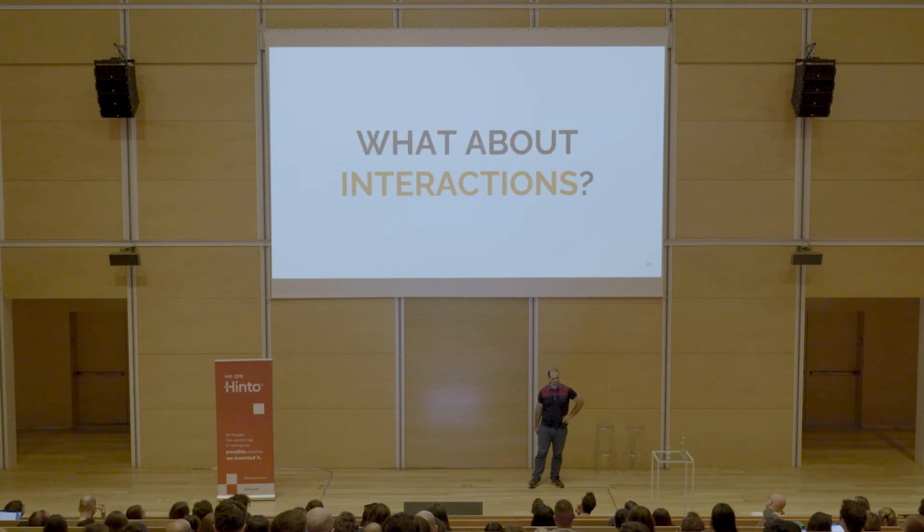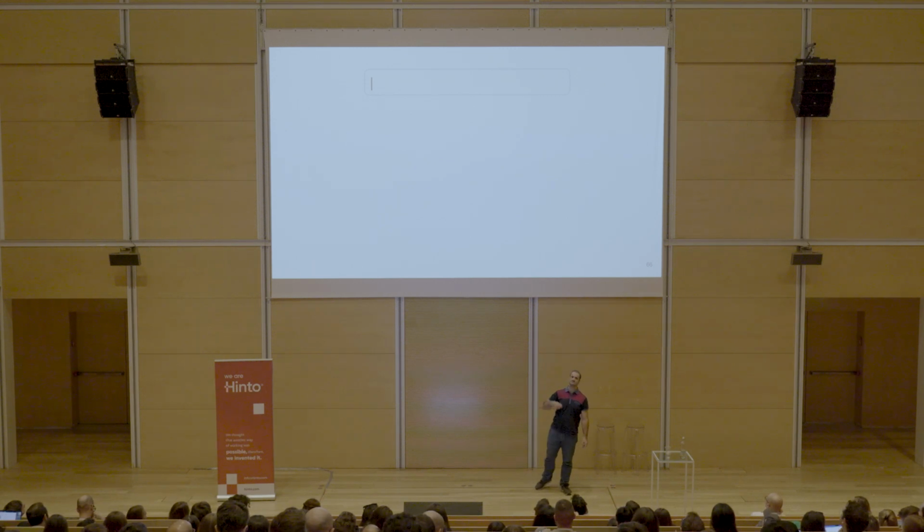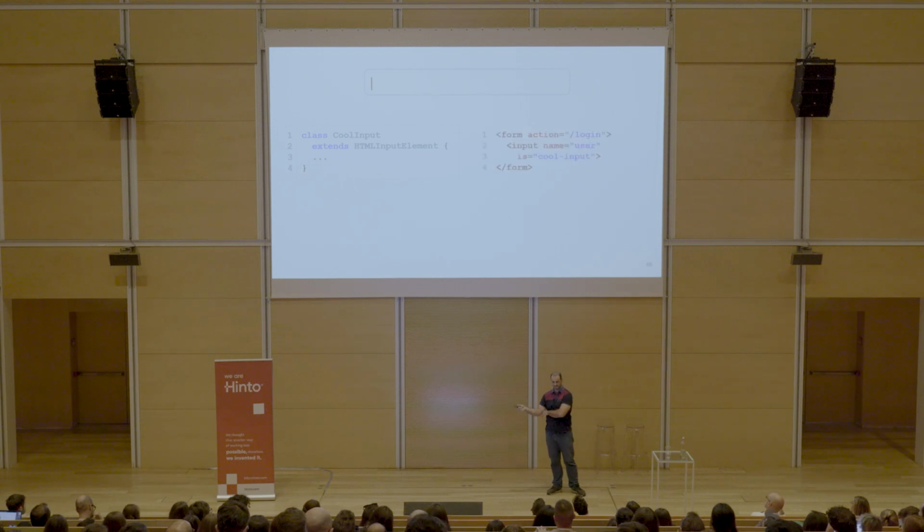But what about the interaction? Well, for example, we have an input element. It has a fine interaction with the keyboard, with the mouse, copy and paste, and so on. So we'd like to inherit all of this. Also its accessibility semantics. So we would like to extend the HTML input element directly. And it's also something that is specified. We would use it like that.